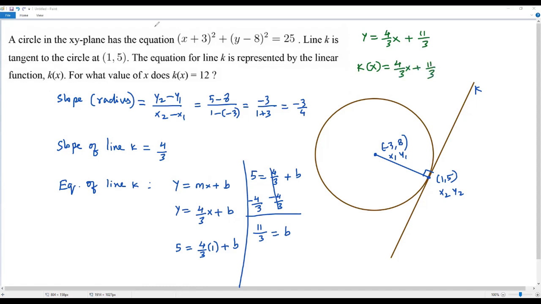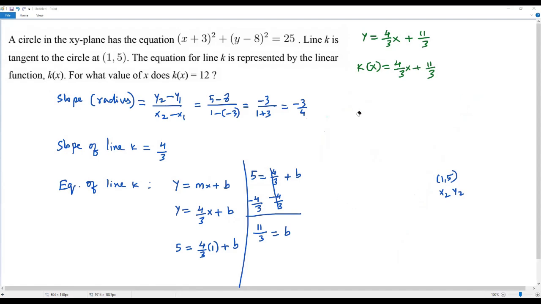Now let me erase the picture. Just a moment. Okay, now what we have to do is plug in 12 for k(x) and find the value of x. Let me plug in 12 for k(x). Then we get 12 = (4/3)x + 11/3. Here on the right side, we find denominator 3 and 3. To get rid of the two denominators, we can multiply both sides of this equation by 3.